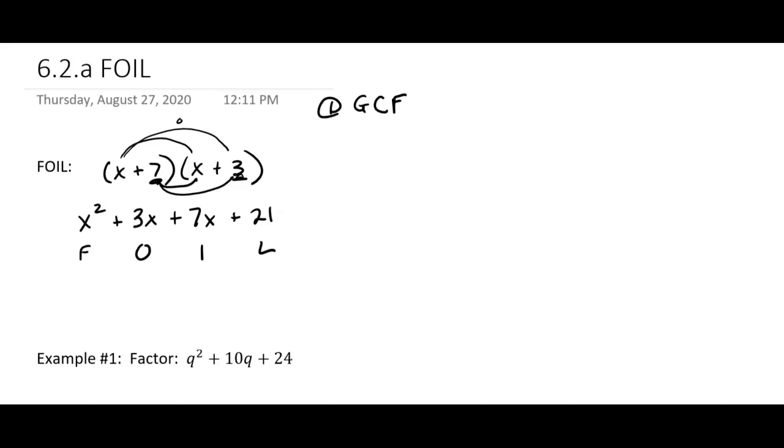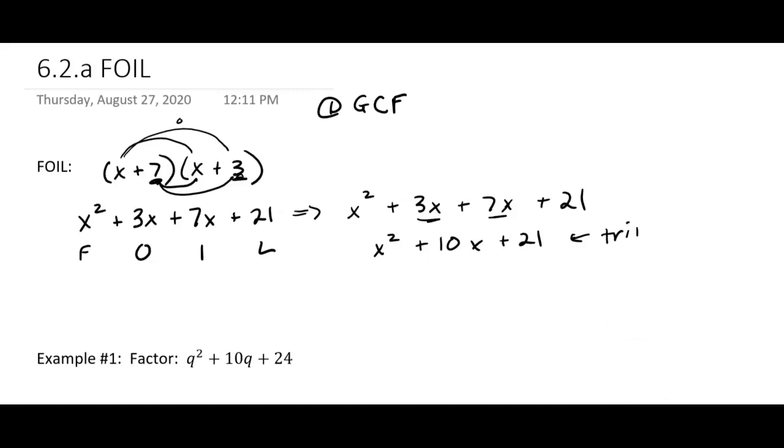So if you look at these terms, I'm going to go over here and rewrite this. So I have an x squared, I have a 3x, I have a 7x, and I have a 21. Well, the 3x and the 7x, those are like terms, and those can be combined. So I get an x squared plus 10x plus 21. This is a trinomial because it has 3 terms.